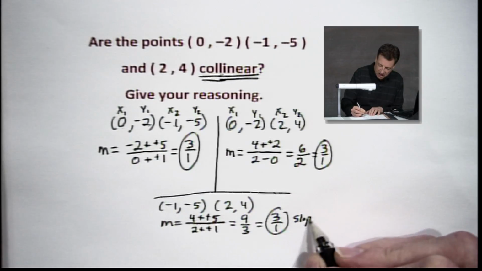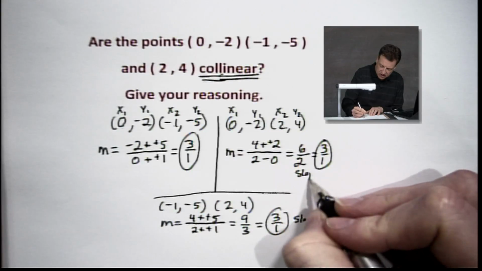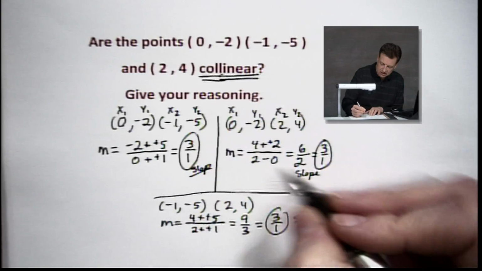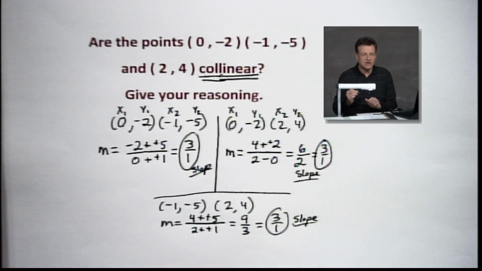So the slope in all cases is the same, no matter which 2 points I pick. That means we have a collinear situation.